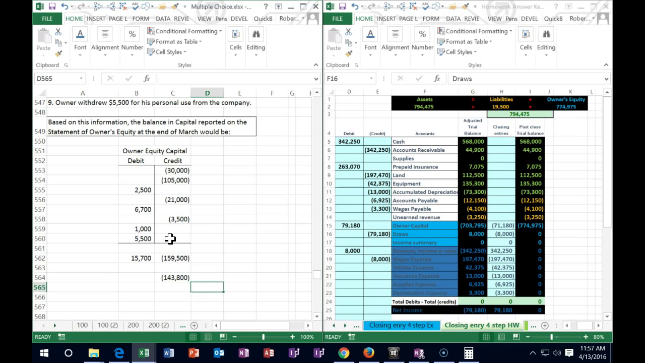143.8. Now note that you could have a running balance if you're able to use Excel and something like this. The T account's great by hand, but if you're able to use Excel, you might want to just have a running balance, and that would be the debits minus the credits, and you can see what happens after each transaction.